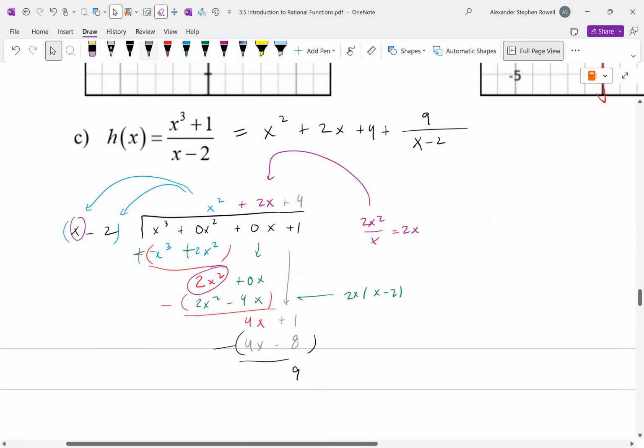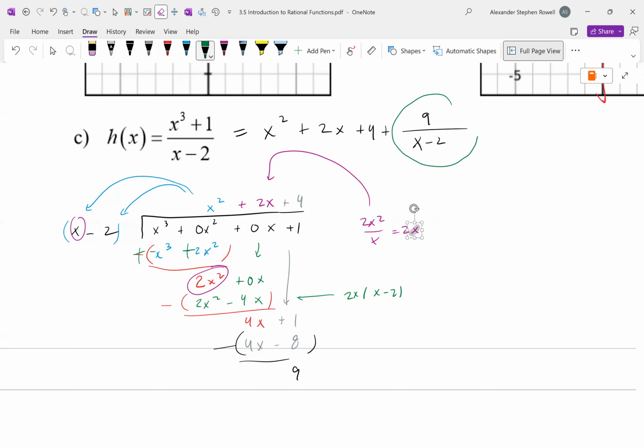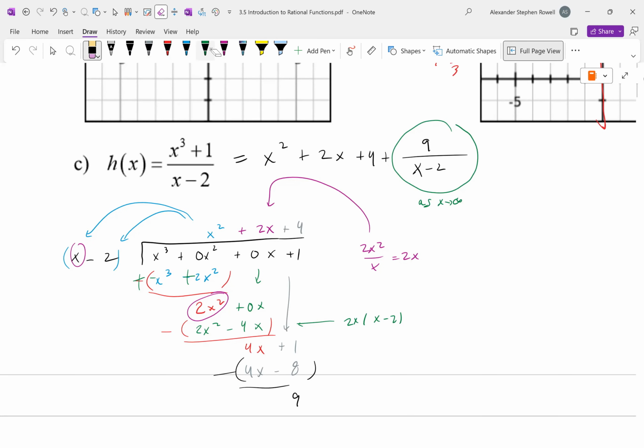Okay, so let's think about what happens as x goes to infinity to the last term here. As x goes to infinity, what happens to this number? Okay, we went over this. 9 over a million, 9 over a billion, 9 over a trillion, 9 over a googolplex. We're approaching 0. 9 over x minus 2 goes to 0. So the point is my asymptote looks like this.